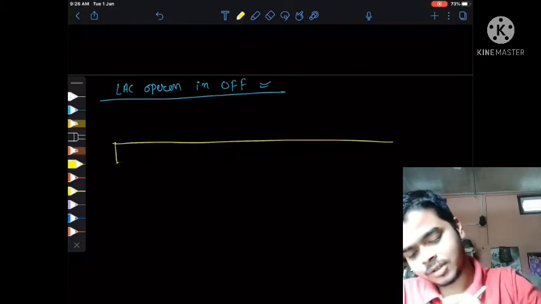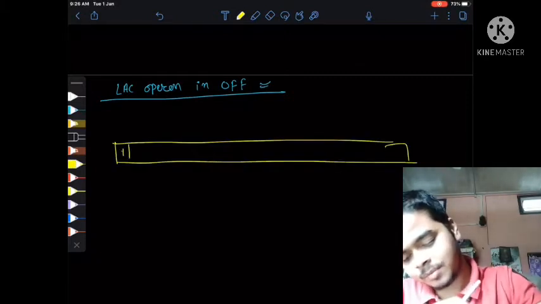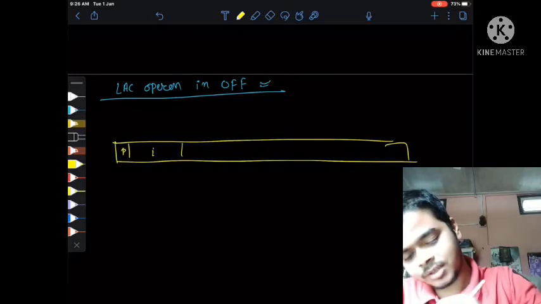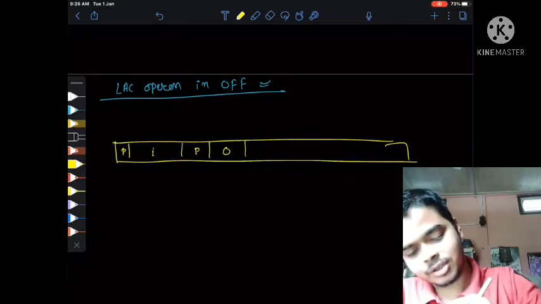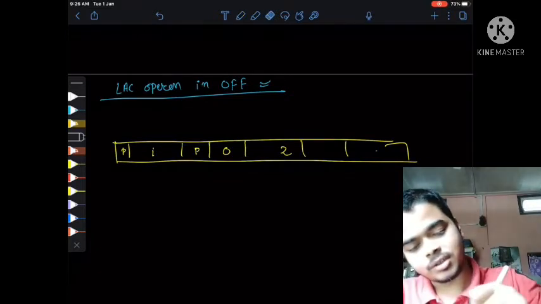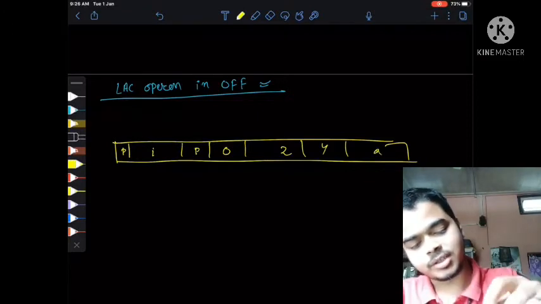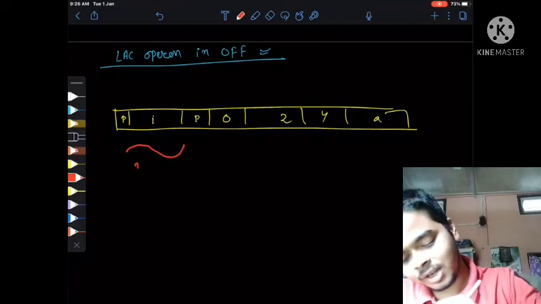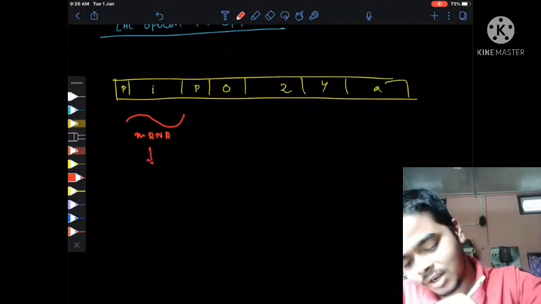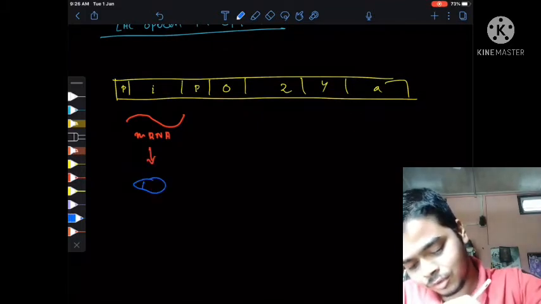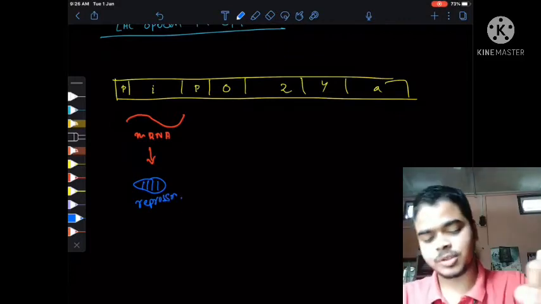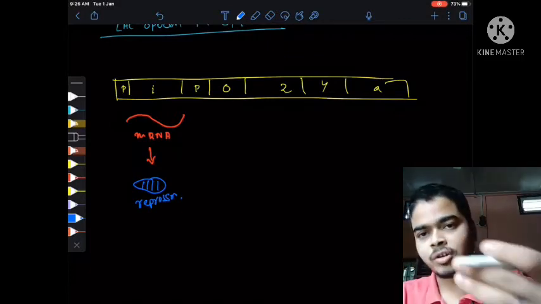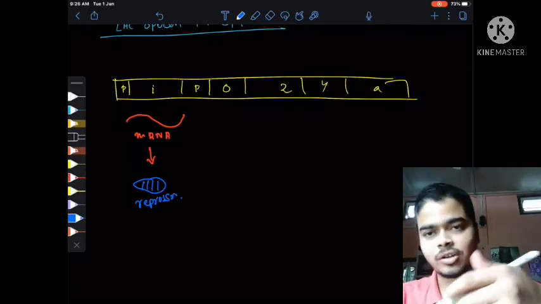Now see how this becomes off. This is our chromosome. Here is the P, then this is the I gene, this is the promoter gene, this is the operator gene, this is the Z gene, this is the Y gene, and this is the A gene. Now see, the I gene transcribes an mRNA. I have said already, this is known as repressor RNA. The mRNA is transcribed and produces a protein known as a repressor protein. This mRNA is transcribed all the time, that means in the off state and in the on state.